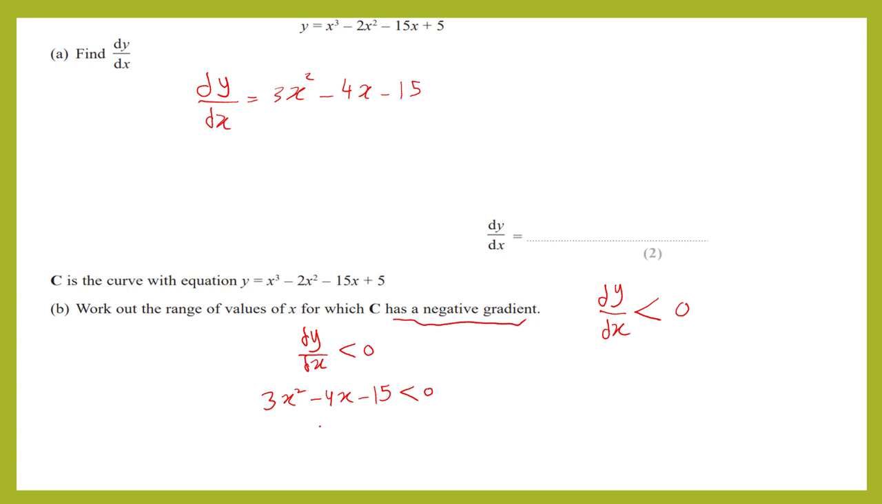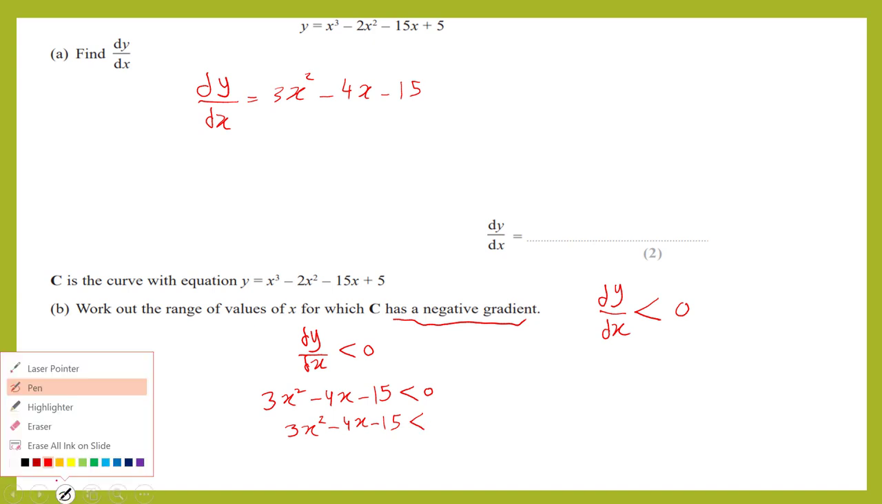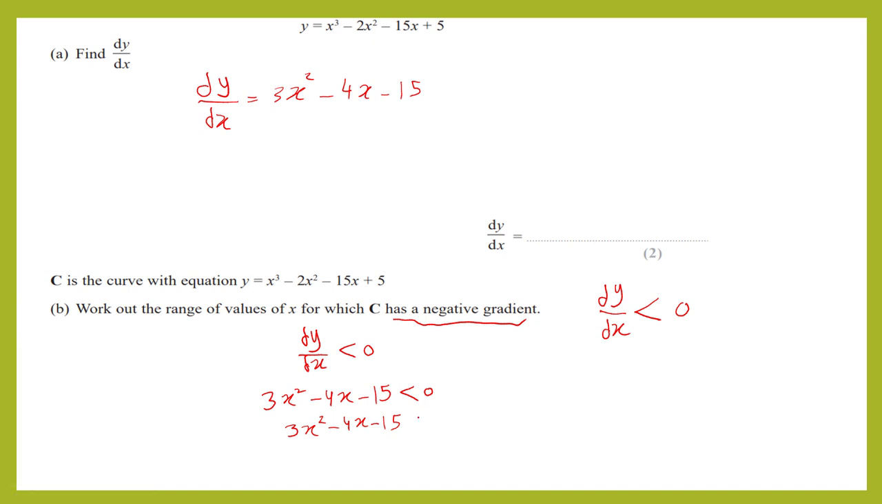So we need to factorize here. We will consider this as an equation. If you consider it as an equation, you're going to find the first x and the second x. Factorization gives negative 5 over 3 and 3.